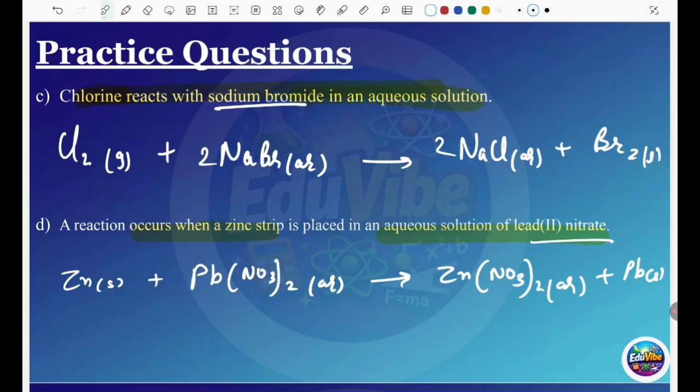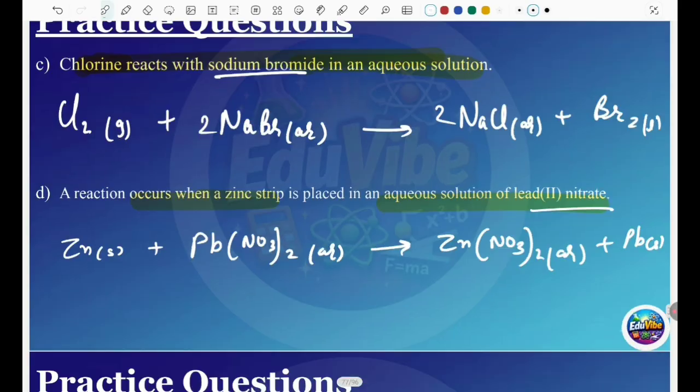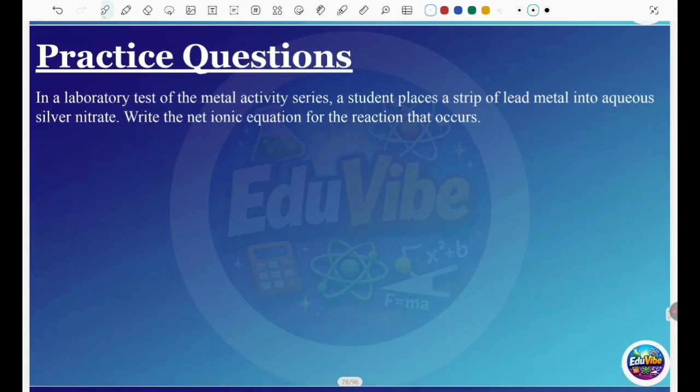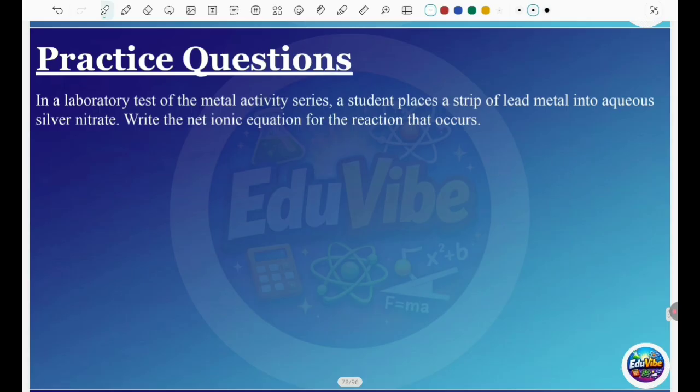So the reaction types are very important. The double replacement reaction is important for the net ionic equation. If we have to make the net ionic equation, double replacement is always involved. So they will give you a question of double replacement in the net ionic, so they test you on both the chemical reactions and the net ionic equations.